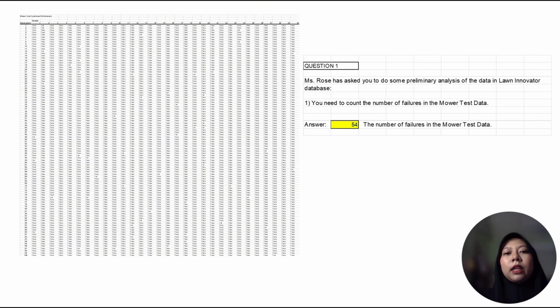How did I achieve this? I highlighted all the data and input the formula, which is COUNTIF. I highlighted the data range and put "Fail" in quotation marks. After that I pressed enter, and that is how I achieved the answer for question 1, which is 54. 54 is the number of failures in the Mowen test data.